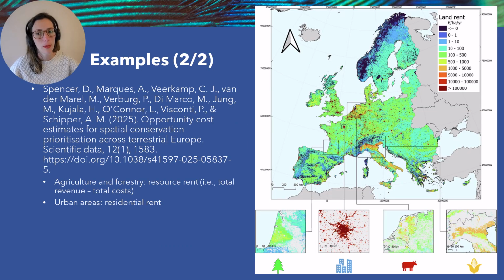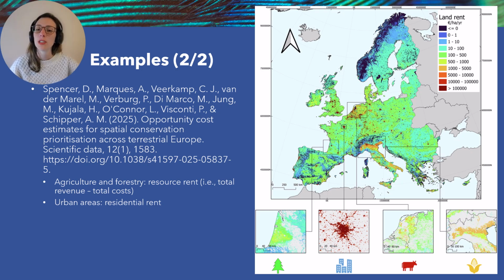The other example is from a paper published in Scientific Data in 2025, also this year. The goal of this paper is to identify the areas or sites where conservation can be achieved at a minimum cost in Europe. For that, the authors calculate the opportunity costs, or the foregone economic benefits, from using land for other activities like agriculture, forestry, and urban use instead of conservation.